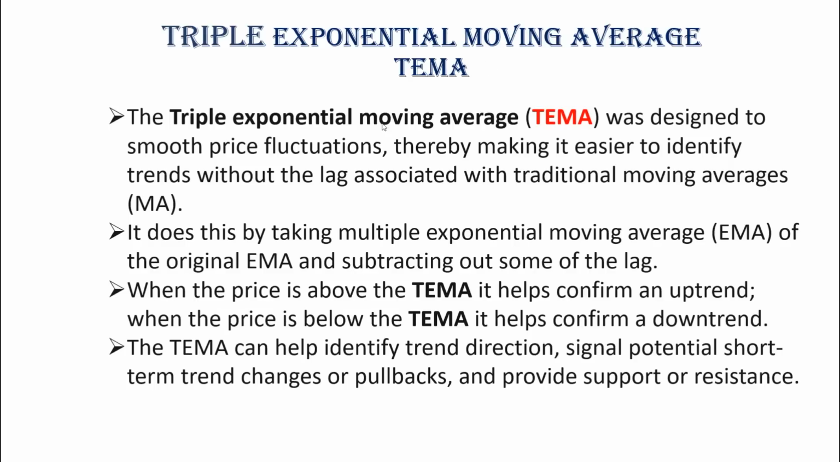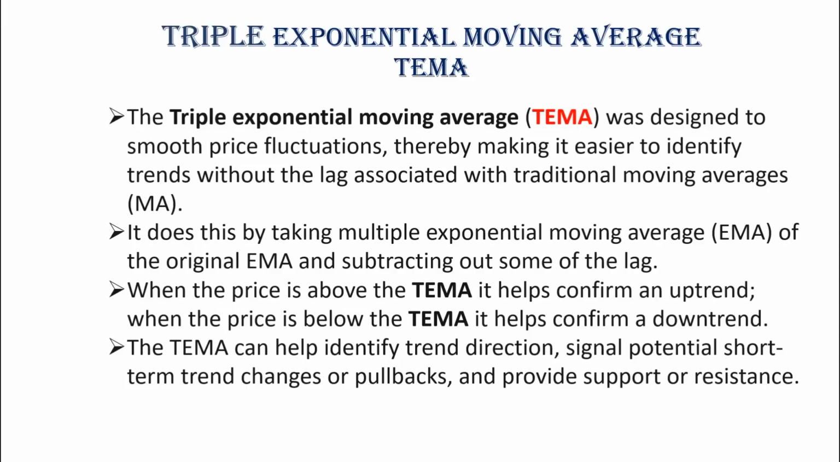The triple exponential moving average was designed to smooth price fluctuations, thereby making it easier to identify trends without the lag associated with the traditional moving average. It does this by taking multiple exponential moving averages (EMA) of the original EMA and subtracting out some of the lag. When the price is above the TMA, it means that there is an uptrend, and if the price is below the TMA, it means that the trend is bearish, that is the downtrend.